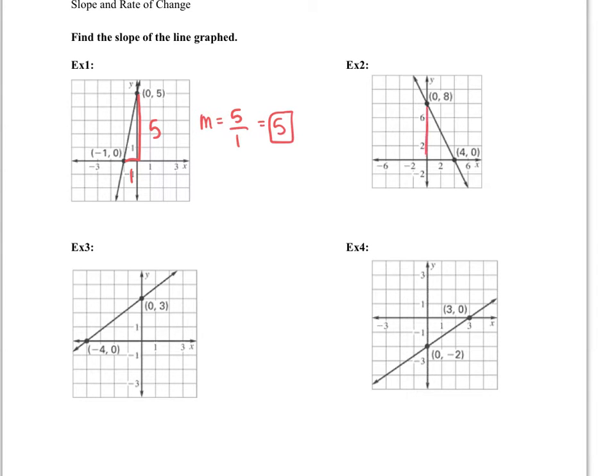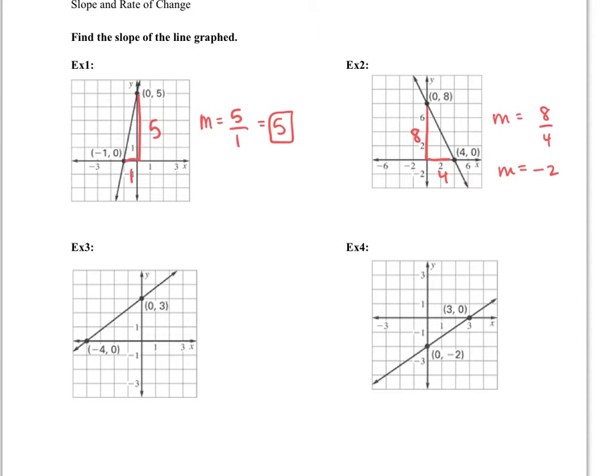On the second one, here's a key. Each block is actually worth 2, so if you look at the scale of the block, when I count, I'm going to count by 2s. 2, 4, 6, 8 will be my rise. And if I go across, it's going to be 2, 4. So that makes my rise over run 8 over 4, which is going to simplify to 2, and I also want to make sure I include my negative sign there as well.